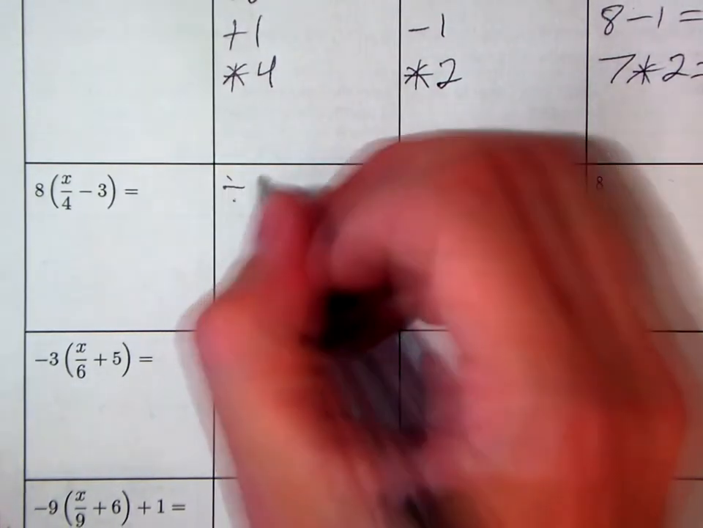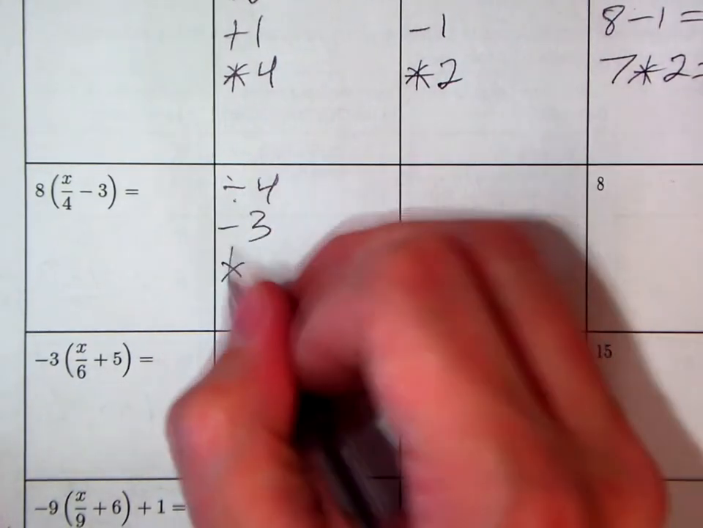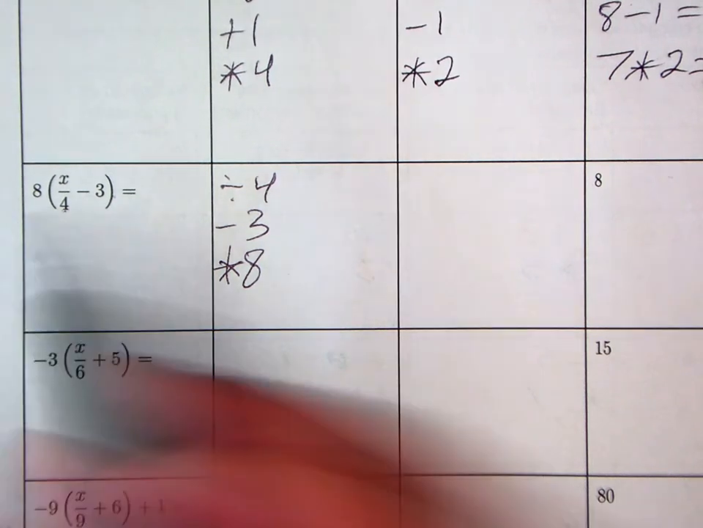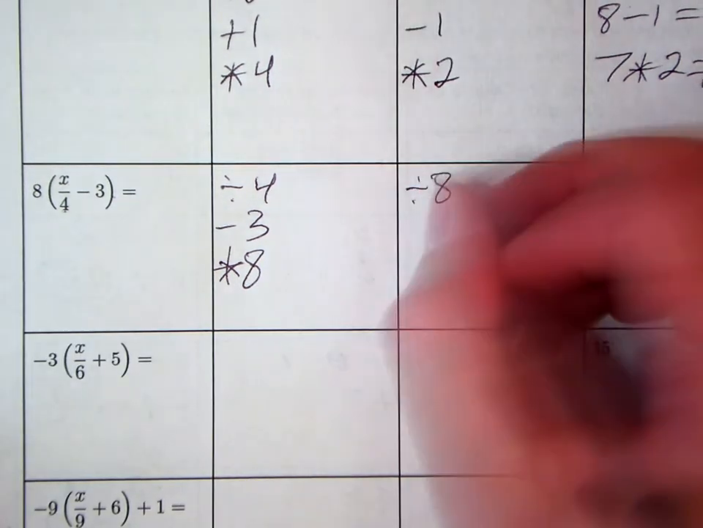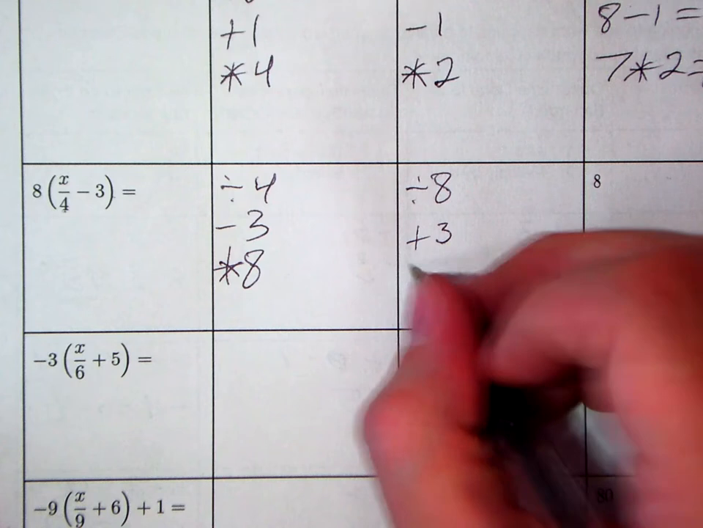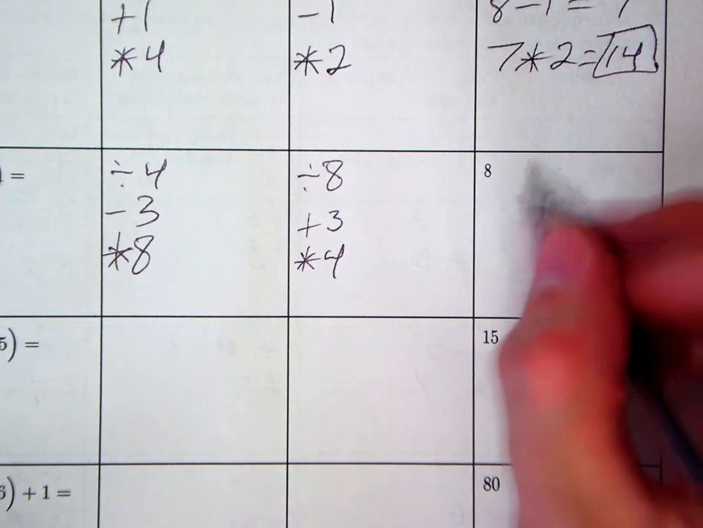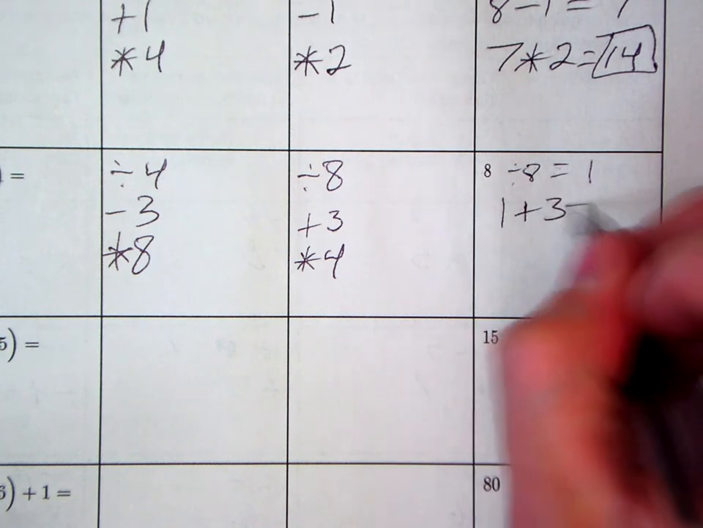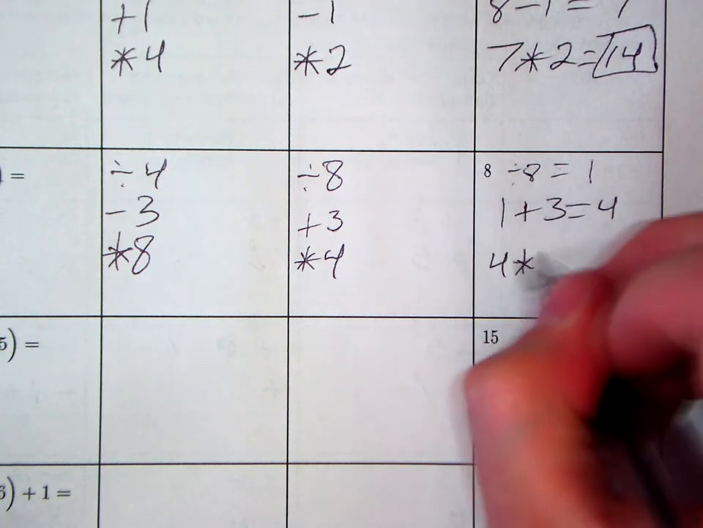We start with x, we divide by 4, we subtract 3, we multiply by 8. There's the division, there's the subtraction, there's the multiplication. We undo these in the reverse order. And we apply these to a sample number, such as 8. 8 divided by 8 is equal to 1. 1 plus 3 is equal to 4. 4 times 4 is equal to 16.